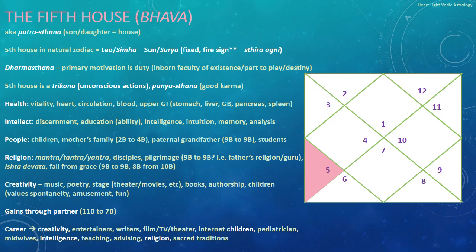Okay, so the fifth house or fifth bhava, it's also known as the putra sthana. Putra means son or daughter, and sthana means house. So it's a house where we typically assess children.